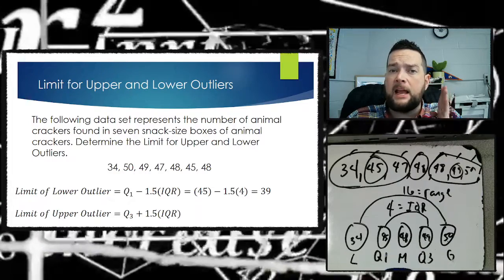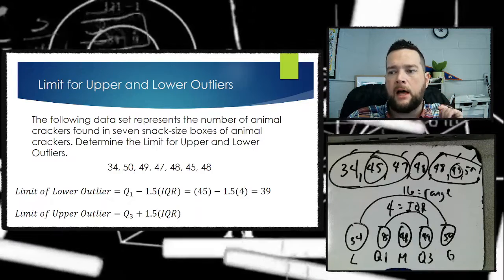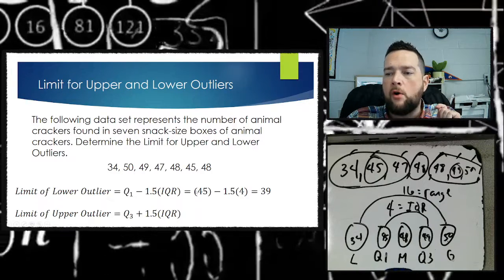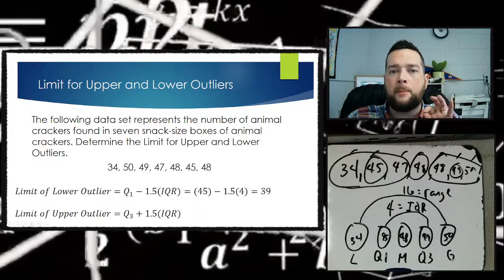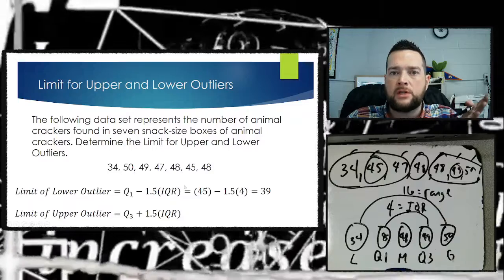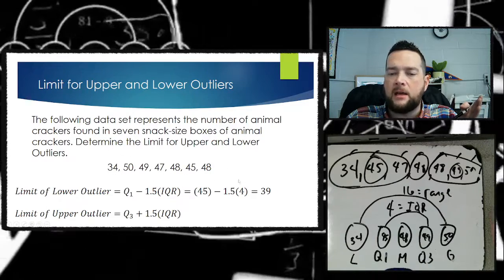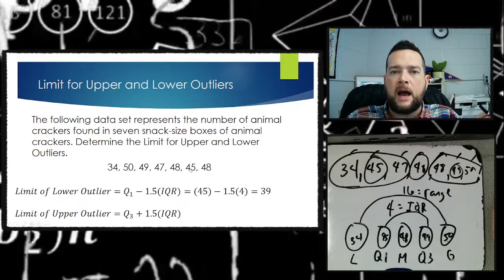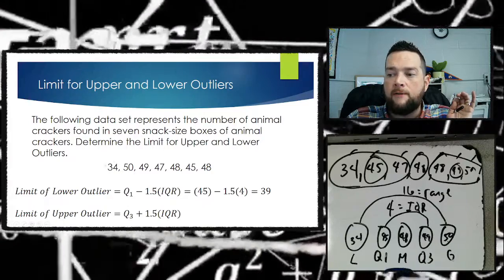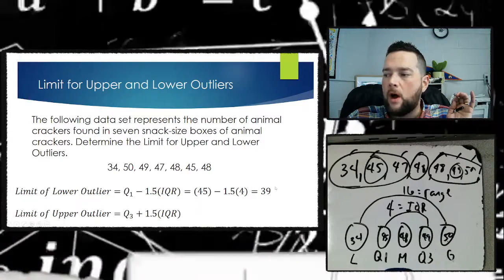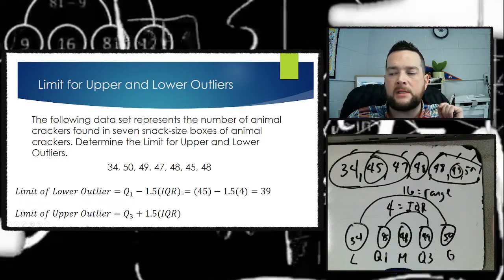That means that anything lower than 39 is considered an outlier. So we went through the formula to find out what that objective limit is. This is not opinion, this is fact because we used the formula. And anything below 39 in this data set up here is considered an outlier. Do you see a number that's lower than 39? Yeah, we do. 34 is. So we see that it's well below the limit of the outliers. That's an outlier. 34 is an outlier from this set right here.